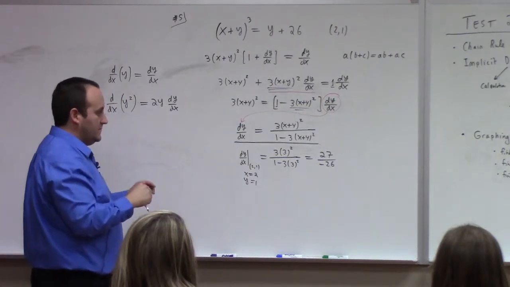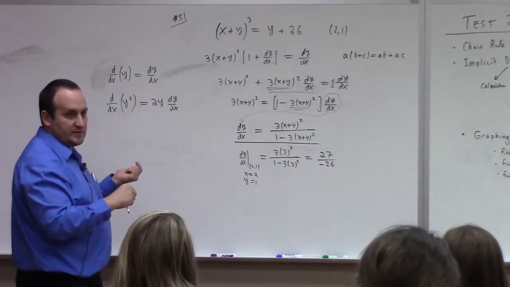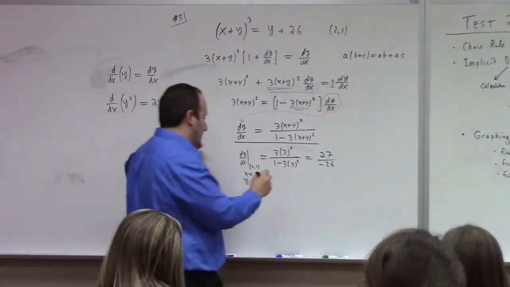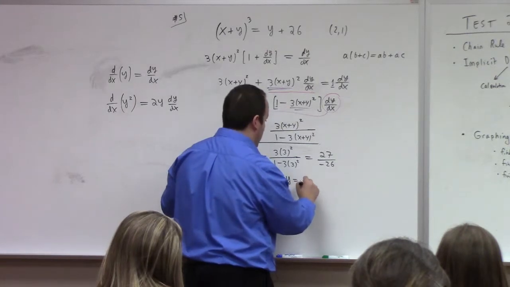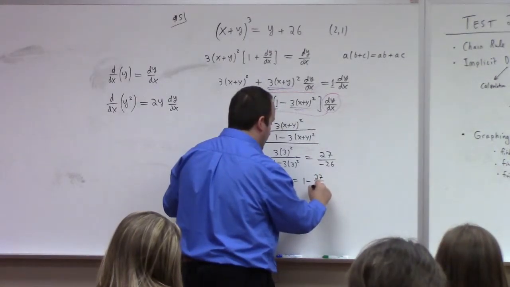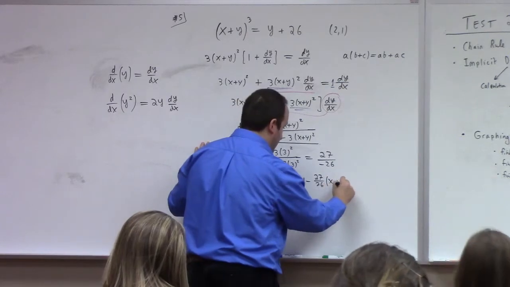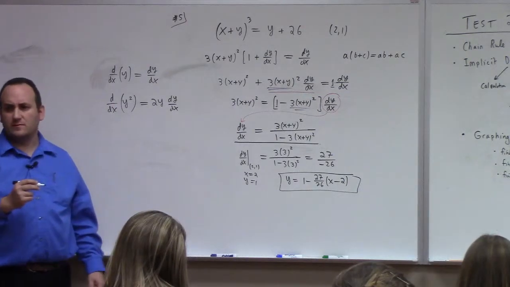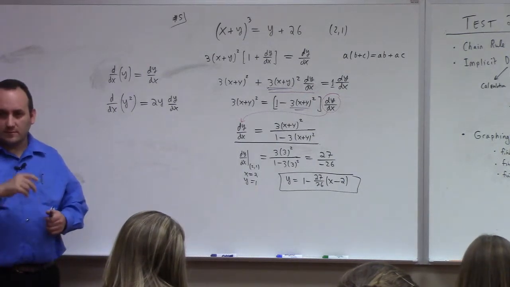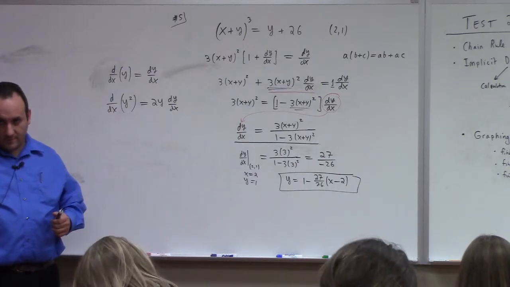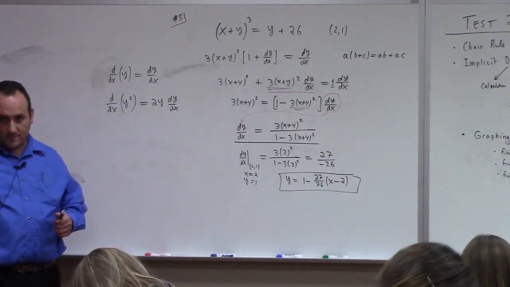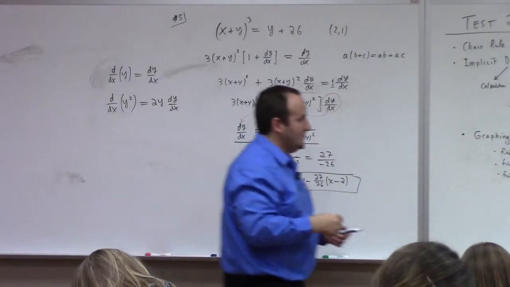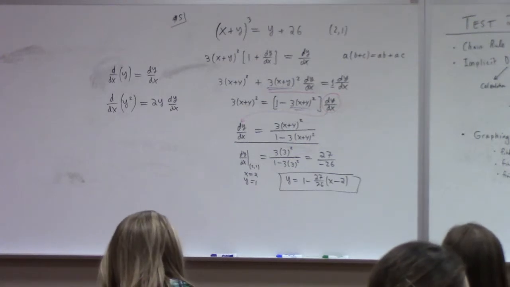So does everyone agree with my 27 over minus 26? That's the slope of the tangent line, and so I have the point (2, 1). The equation of the tangent line then is y is equal to 1 minus 27 over 26 times x minus 2, and there you go. Is that what I got last year? Phew, okay. Good. It's always a moment of concern.